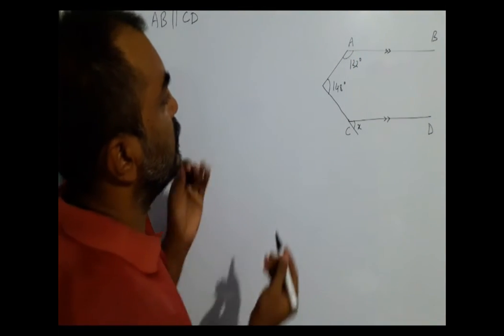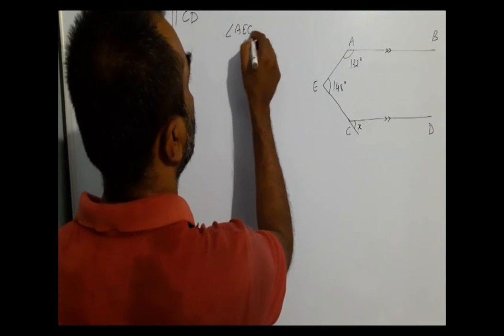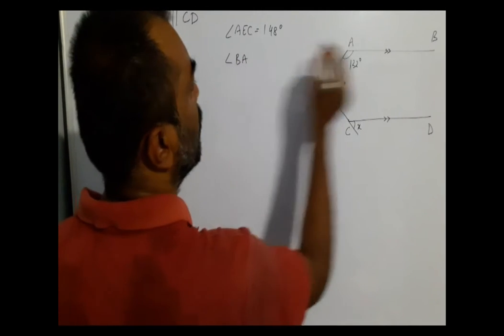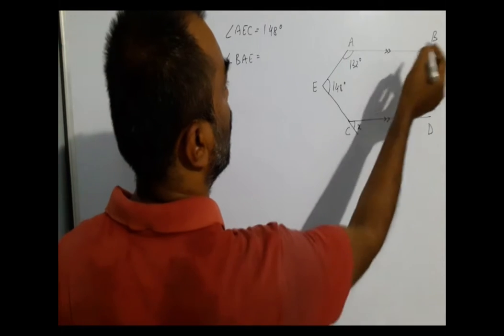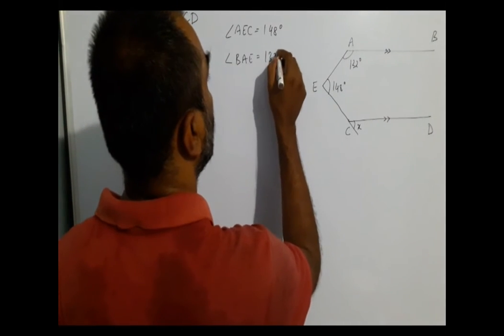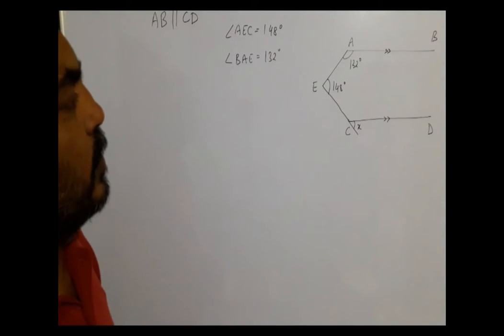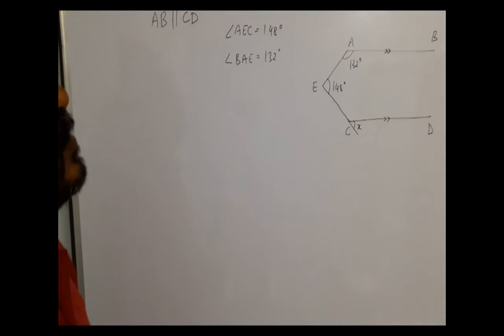Angle, okay, this is E here. So angle AEC is given 148 degree. Angle BAE is given. AEC is 148 and BAE is 132 degree. You have to find the value of X from this diagram. Now here, to do the sum, we'll have to do a construction.